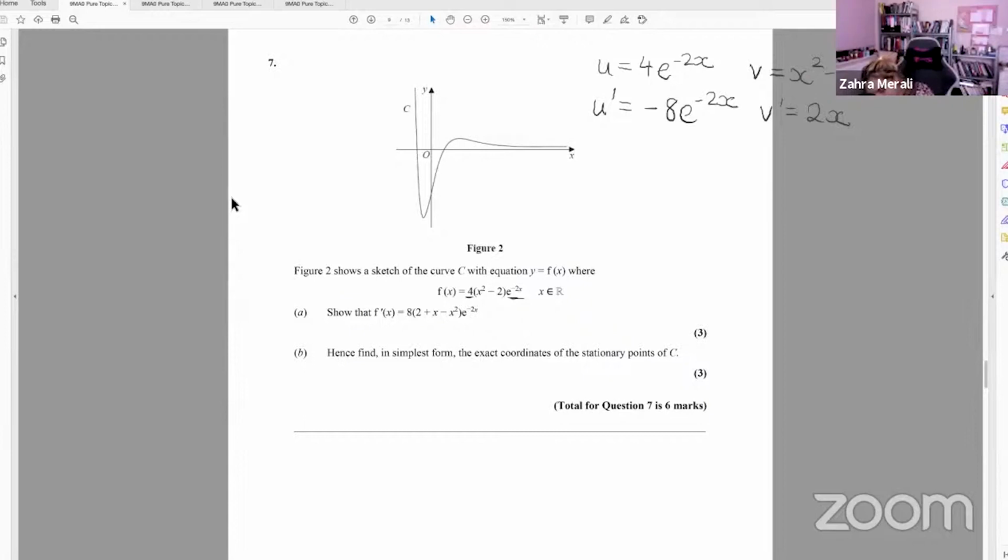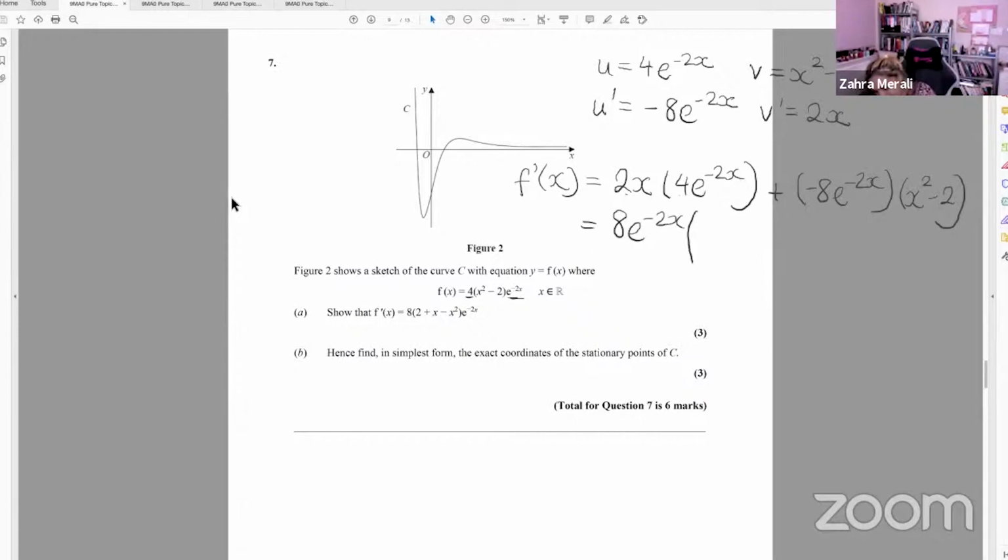And so therefore, f dash x is multiplying the diagonals. So we get 2x multiplied by 4e to the minus 2x plus minus e to the minus 2x multiplied by x squared minus 2. Now, if I look at the answer, we can see they've taken out 8e to the minus 2x. So 2 times 4 is 8e to the minus 2x.